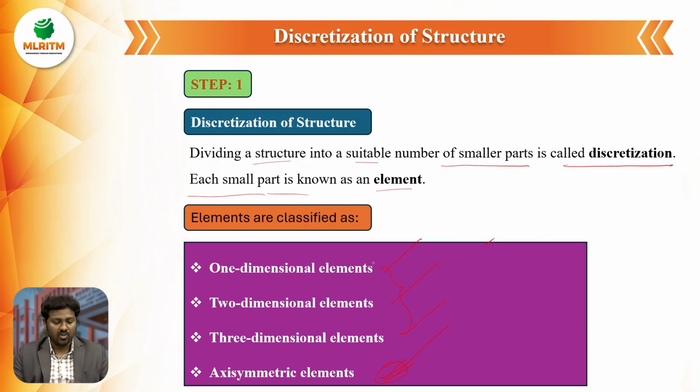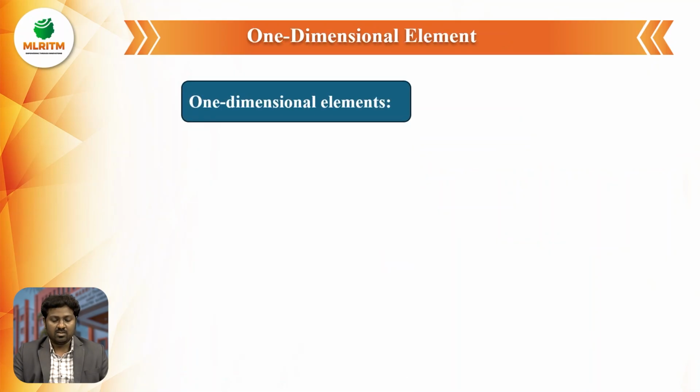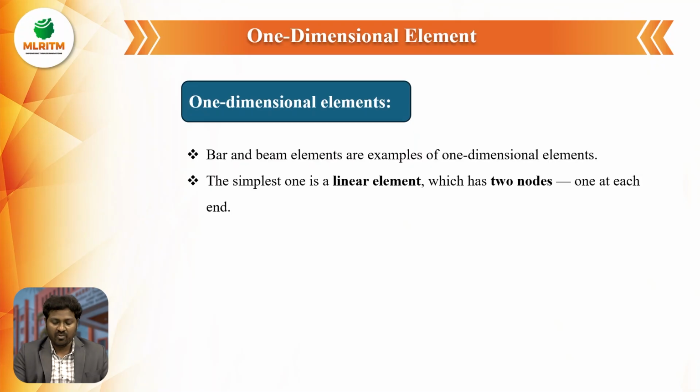Coming to the one-dimensional element, an example is the bar element. For example, a steel rod. There is only a line; it is a bar or line.